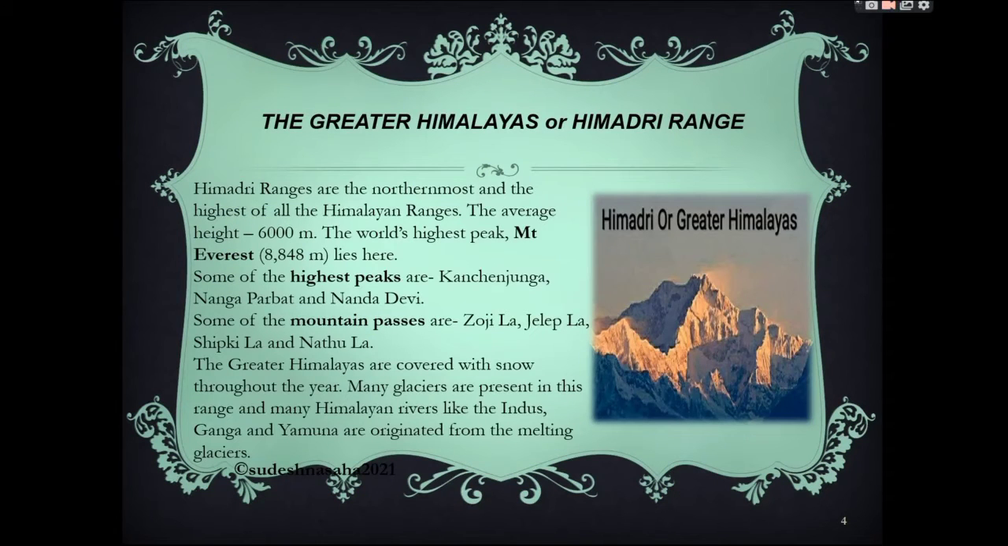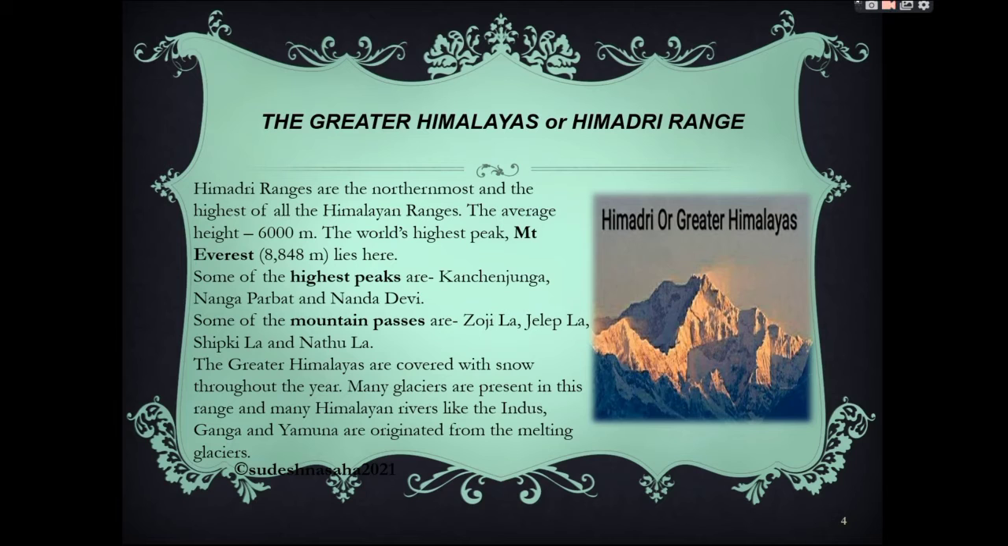First one, the Greater Himalayas or Himadri range. Himadri ranges are the northernmost and the highest of all the Himalayan ranges. The average height is 6,000 meters. The world's highest peak, Mount Everest, lies here. Some of the highest peaks are Kanchenjunga, Nanga Parbat and Nanda Devi. Some of the mountain passes are Zojila Pass, Zipla Pass, Shipki La Pass and the Nathula Pass.